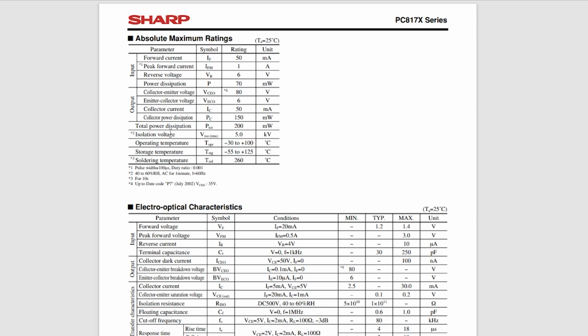This isolation voltage is the maximum voltage difference between the input side and the output side. That's the difference in voltage between the circuit on the input side and the circuit on the output side. The difference should not be beyond 5 kilovolts. That's the maximum we can have, 5 kilovolts. Otherwise we risk damaging the photocoupler too.